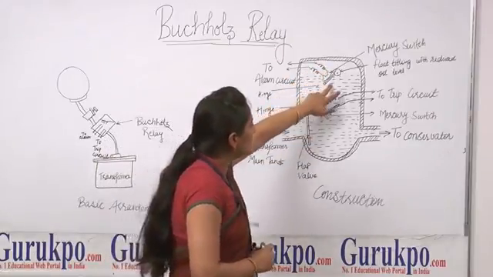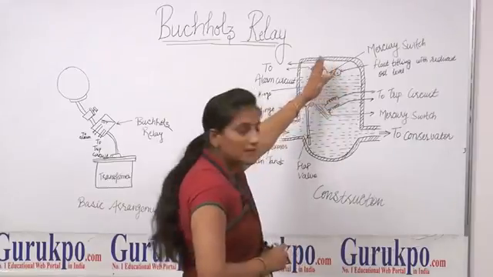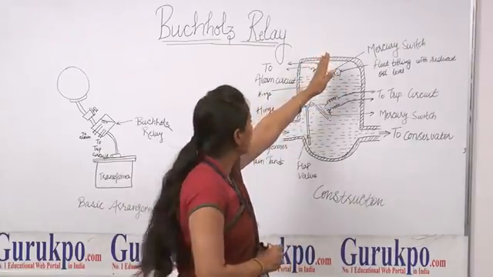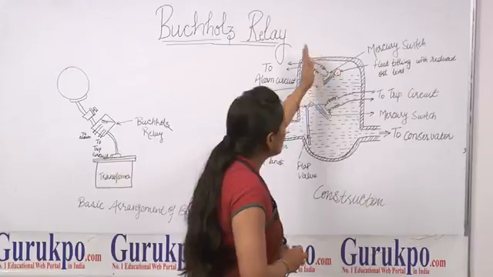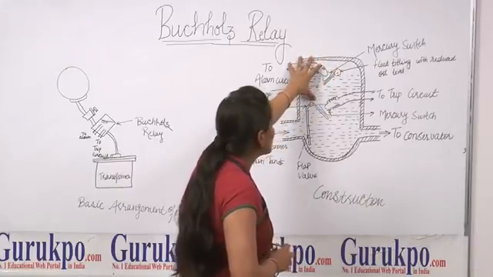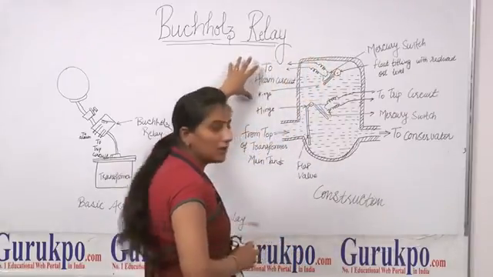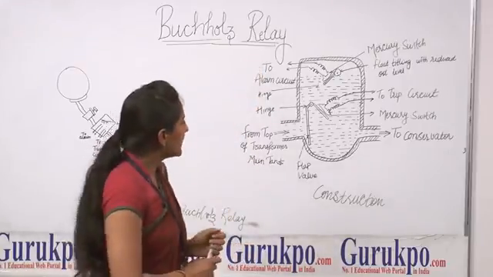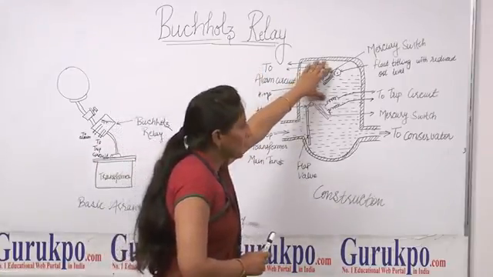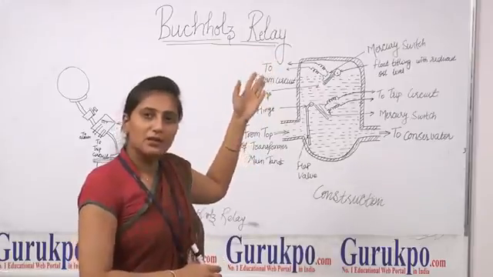Thus this hinged float will tilt towards the mercury switch, and it causes the contacts to be closed, and there will be an alarm ring. Thus we can see it can be used to protect the transformer.